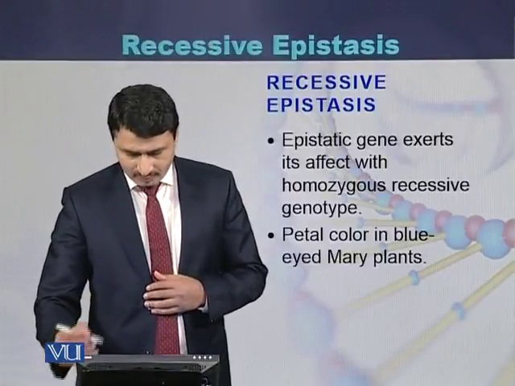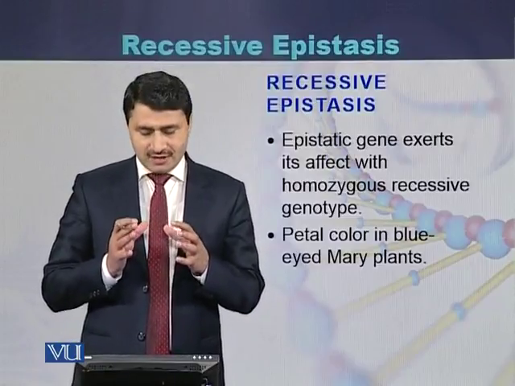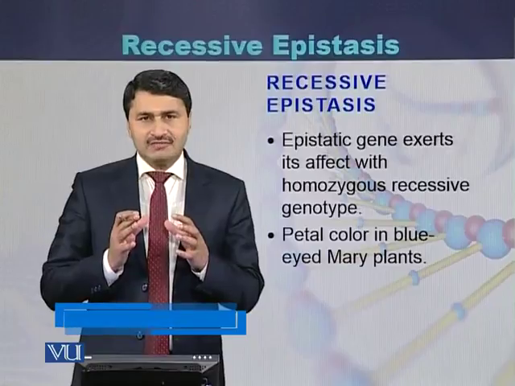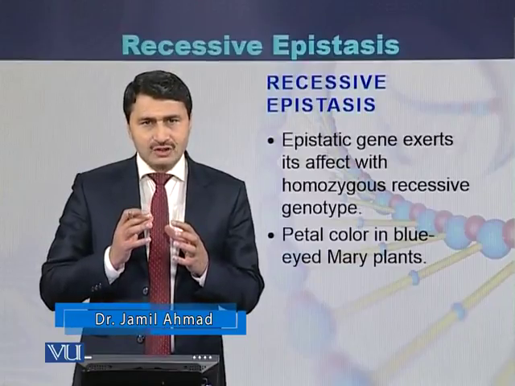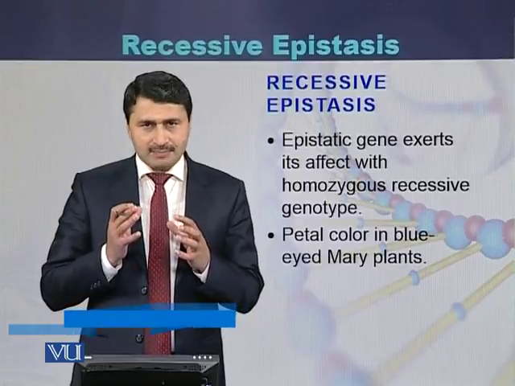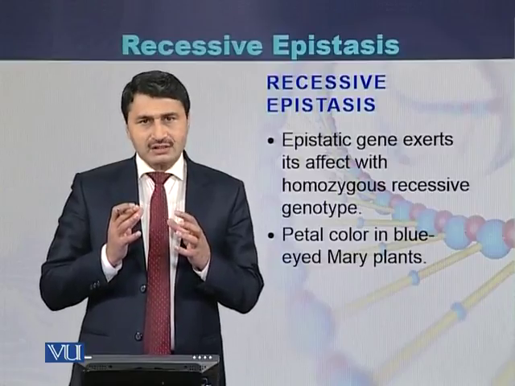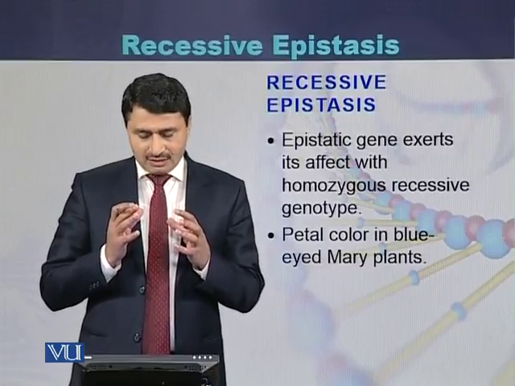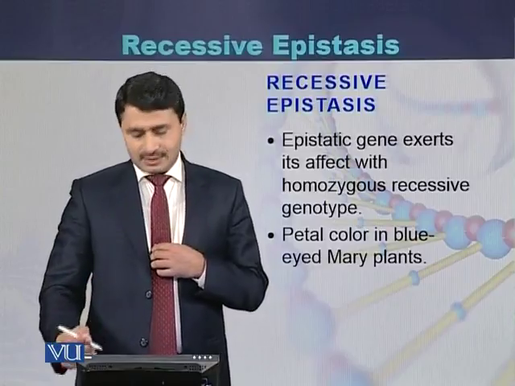Recessive epistasis. Recessive epistasis is such an epistasis in which a gene, when it is in homozygous form, can have the effect on the expression of other genes. The example of recessive epistasis is the petal color in a plant called the blue-eyed Mary plant.